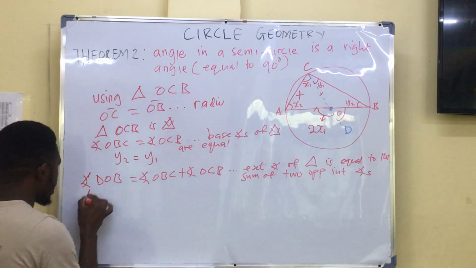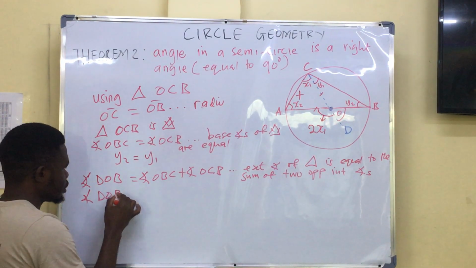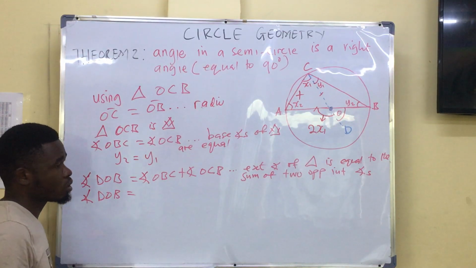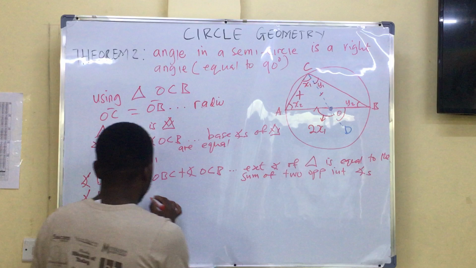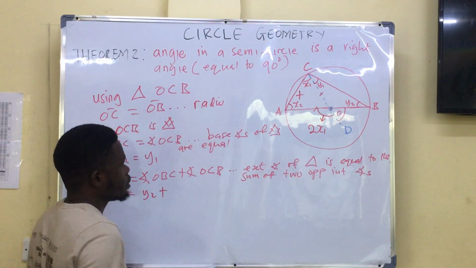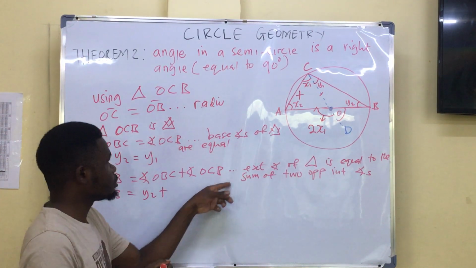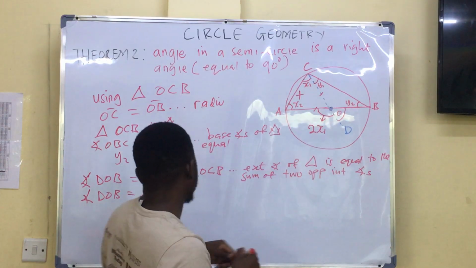So angle DOB is equal to what? What's the value of angle OBC? OBC is y2, plus. What's the value of angle OCB? OCB is y1.